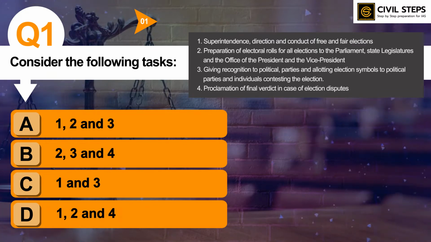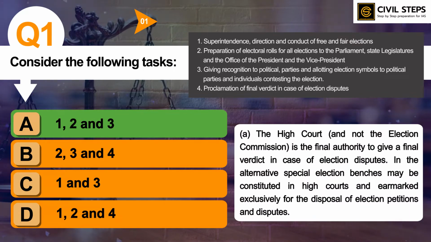So, the answer of this question is option A, 1, 2, and 3. Statement number 4 is wrong. The High Court, and not the Election Commission, is the final authority to give a final verdict in case of election disputes. In the alternative, special election benches may be constituted in high courts and earmarked exclusively for the disposal of election petitions and disputes.